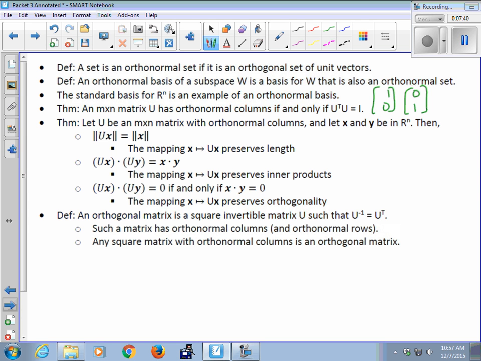An m by n matrix U has orthonormal columns if U transpose times U is the identity. A matrix that has orthonormal columns has some special properties. You'll verify that these are true in your activities, so I'll just let you read about that later. And that too will come up later in the activities.